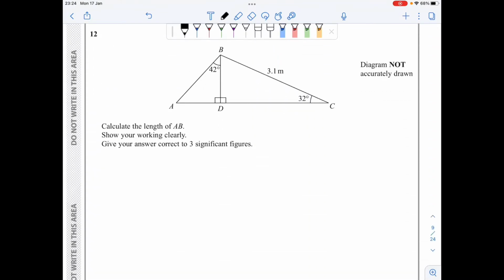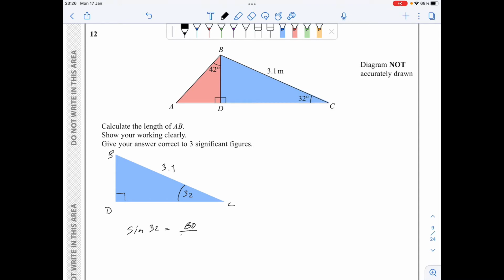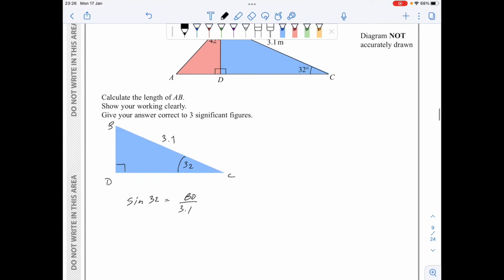For question 12, in order to find AB, I will first work with triangle BCD and find the side BD, and then I'll work with triangle ABD to find AB. For triangle BCD, I will use the sine ratio, so sine of 32 is equal to BD, which is the opposite, over 3.1, which is the hypotenuse.